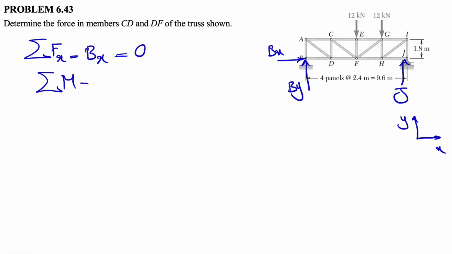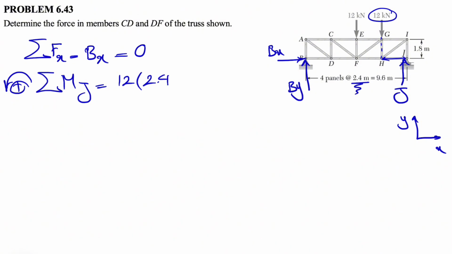So we can go with the sum of moments about one of these joints, maybe J or B, doesn't really matter. We can go with J, and we're going to call counterclockwise positive as always. If we look at it, we'll see that we have the moment of the first 12 kilonewton force here, which about J is counterclockwise, so positive 12 times the vertical distance to the line of action. So this distance, and from the question we know each panel is 2.4.